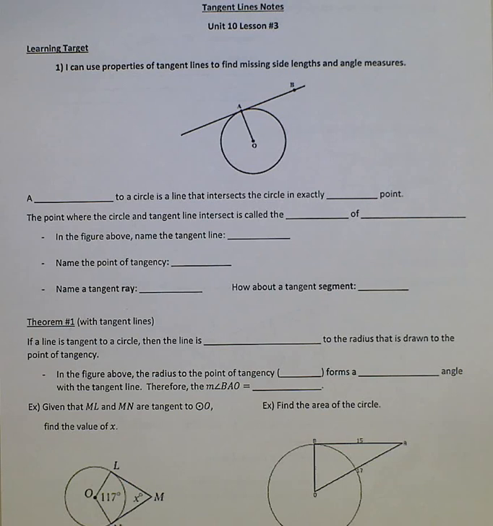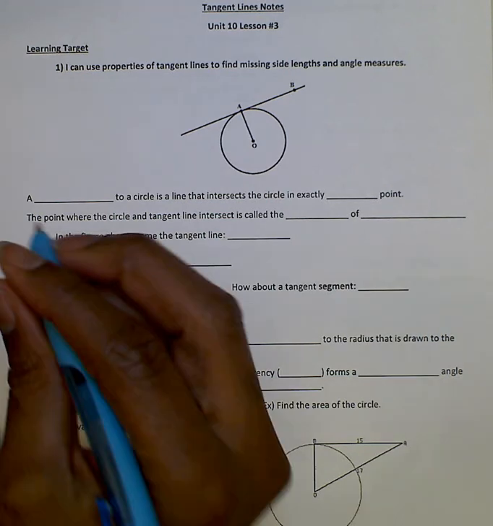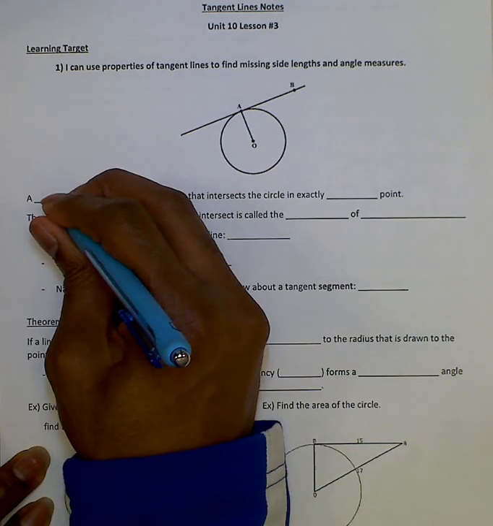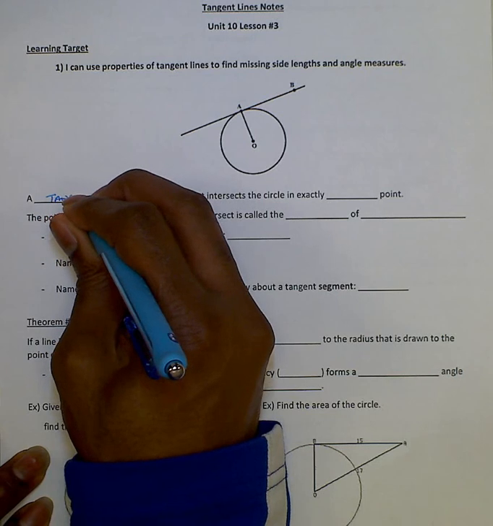Today we're going to talk about tangent lines. At the end of this video, you should be able to use the properties of tangent lines to find missing side lengths and angle measures. Okay, so a tangent line to a circle is a line that touches the circle in exactly one point.